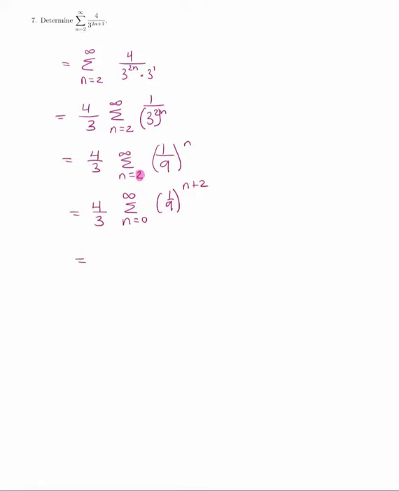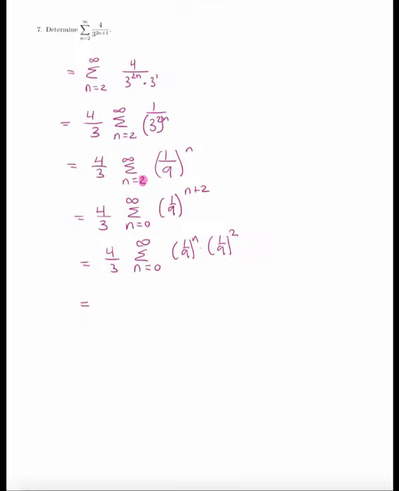So now I'm going to do that thing with the exponent again. I get 4/3 times the sum from n equals 0 to infinity of 1/9 to the n times 1/9 squared. Then I can pull the 1/9 squared out as well. So I have 4/3 times 1/9 squared times the sum from n equals 0 to infinity of 1/9 to the n. Now that series is a geometric series in standard form, so I can use the formula to sum it.